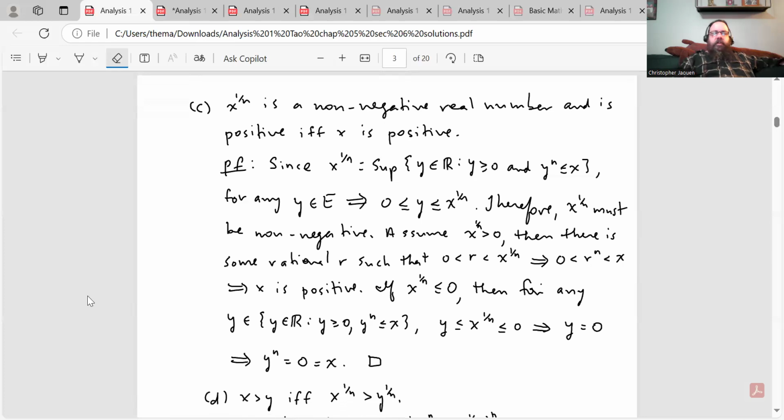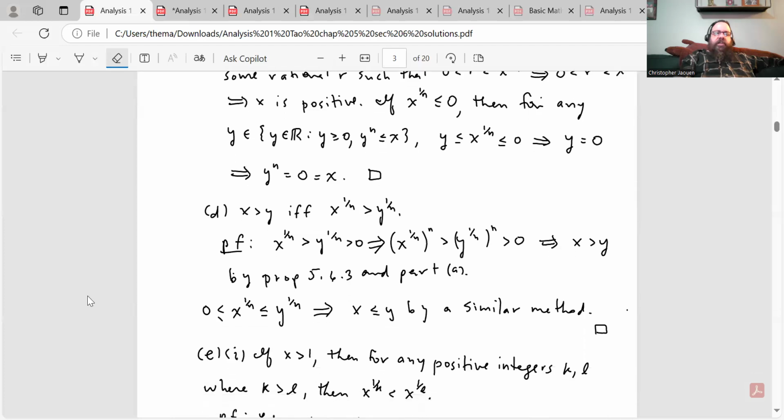Assume x to the 1 over n is greater than 0, then there's some rational r. Again, we had a theorem that said we could do this such that 0 is less than r, which is less than x to the 1 over n, which implies 0 is less than r to the n, which is less than x, which implies that x is positive. Sorry, if x to the 1 over n is less than or equal to 0, then for any y in the set, I'll call that set E because I basically call it E for the remainder of the things, if y is an element of the set E, then y is less than or equal to x to the 1 over n, which is less than or equal to 0, which implies y equals 0. So that implies y to the n is 0, which is x.